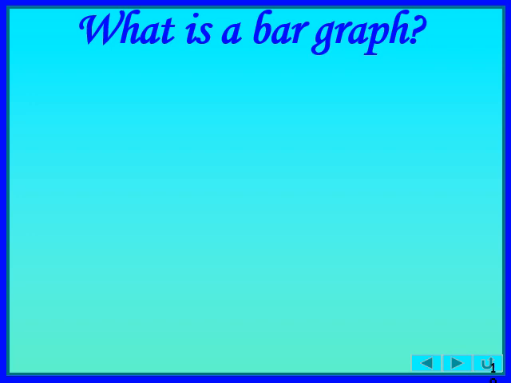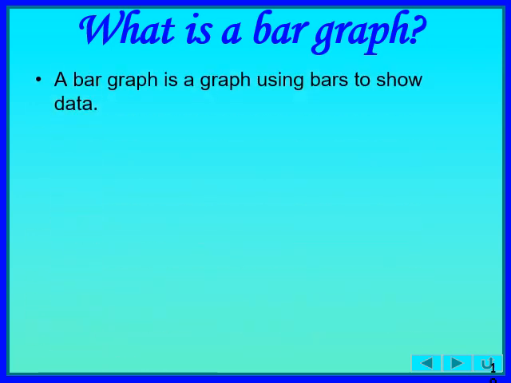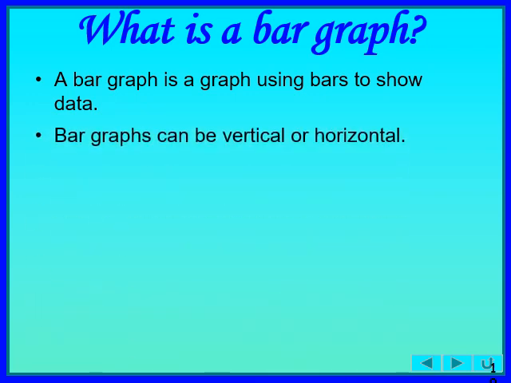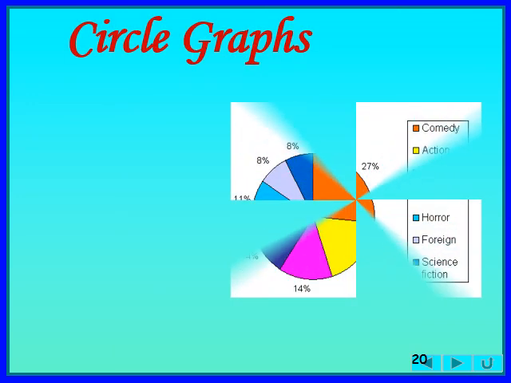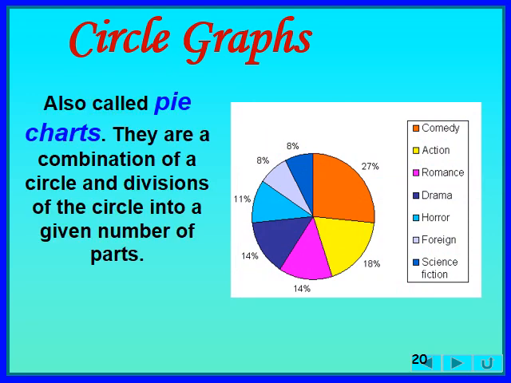What is a bar graph? A bar graph is a graph using bars to show the data. Bar graph may be vertical or horizontal. Vertical bar graph or horizontal bar graph. Circle graph, also called pie charts. They are a combination of a circle and divisions of the circle into a given number of parts.